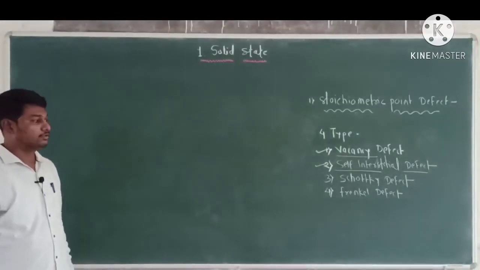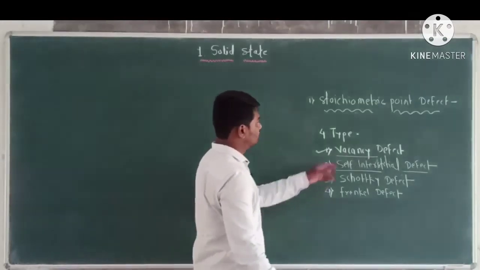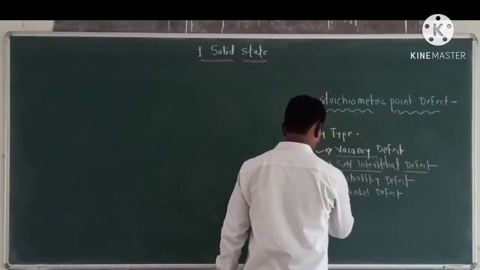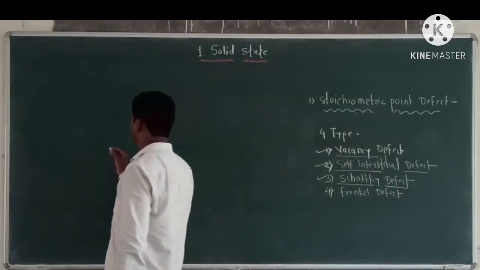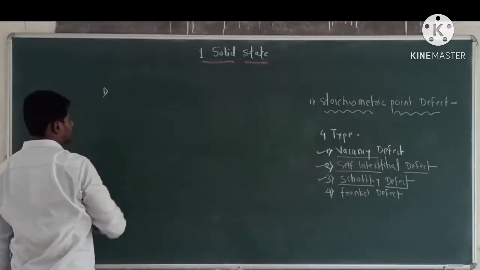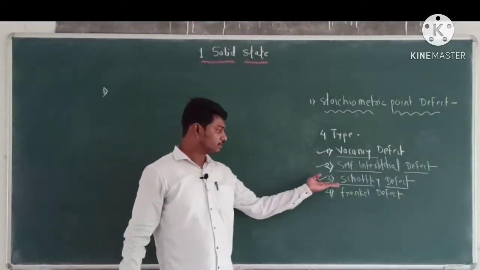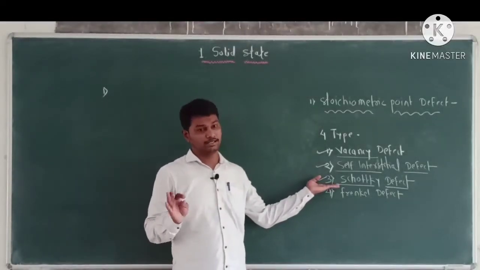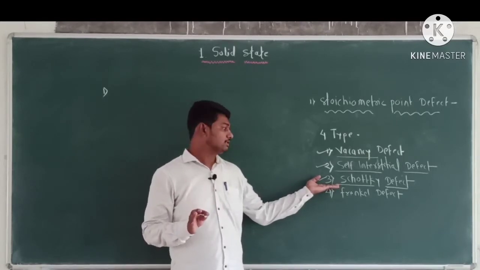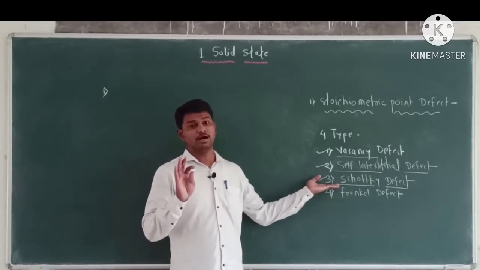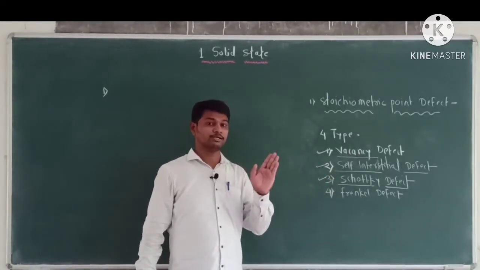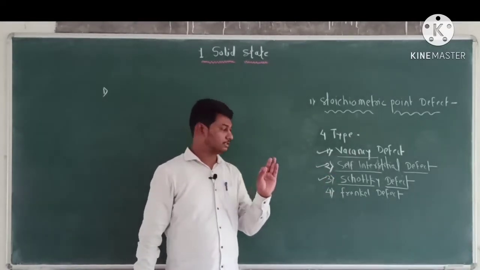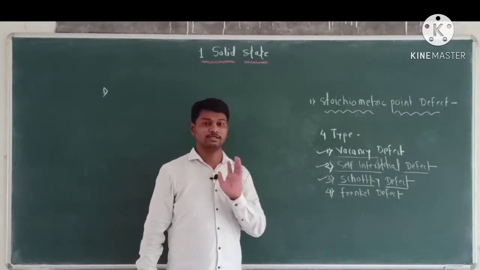Now the third type of stoichiometric point defect is the Schottky defect. First point, in this defect an equal number of cations and anions are absent in the crystal lattice of an ionic solid. Now in this defect an equal number of cations and anions are absent in the crystal lattice of an ionic solid.